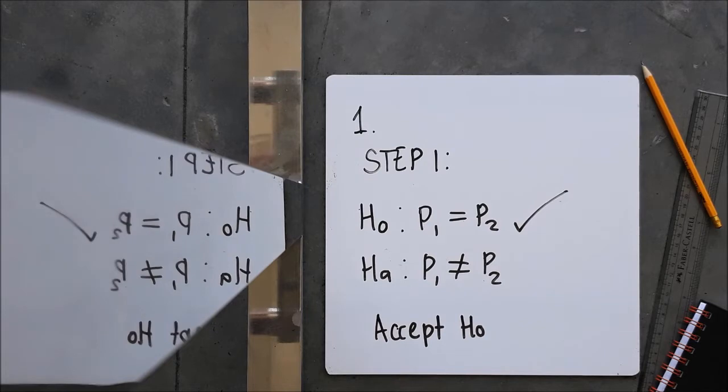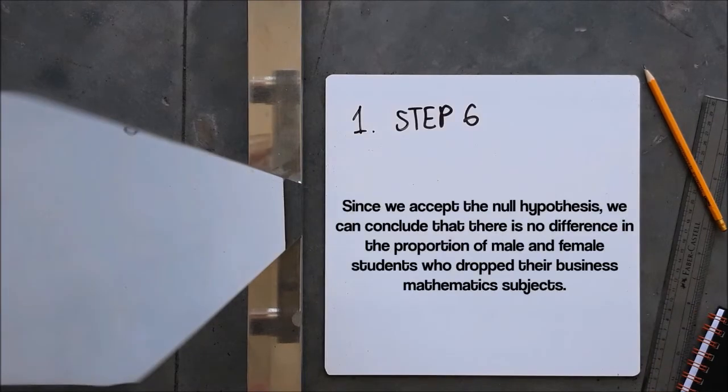So therefore, we have to reject our claim and we have to accept the null hypothesis, which is P1 is equal to P2. Step 6. Conclusion. Since we reject HA, we can conclude that there is no difference in the proportion of male and female students who drop their business mathematics subject.